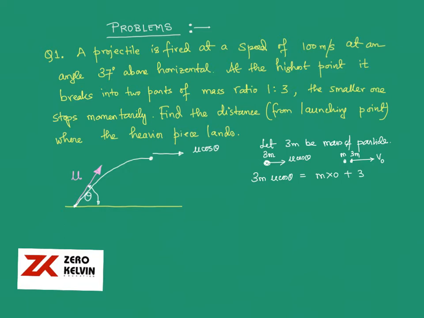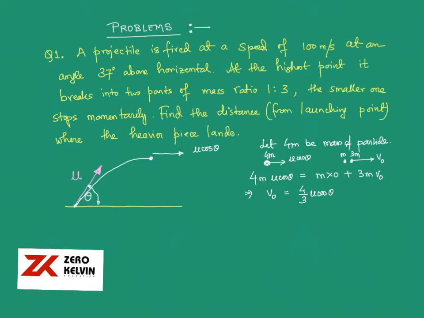1:3. So if it is 1:3, it's actually not 3m, 4m, right? We should have taken it 4m. Let 4m be mass. So this will be 4m into u cos theta equal to m into 0 plus 3m into v0, implies v0 is equal to 4 by 3 times u cos theta.